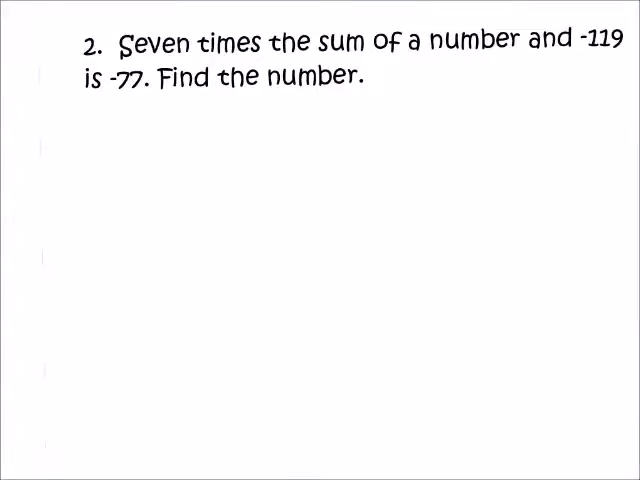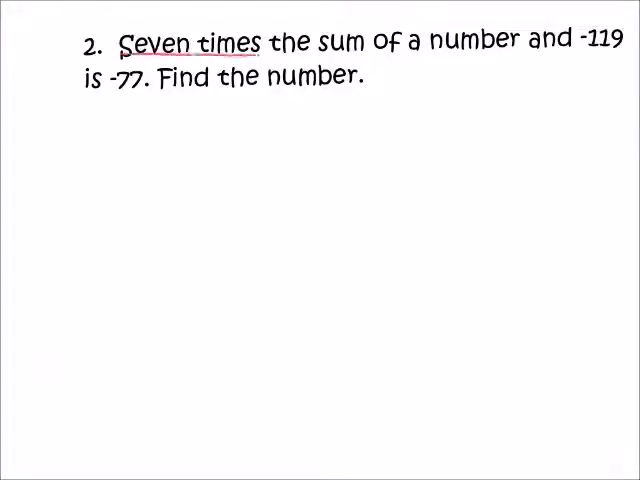So continuing on with problem number 2, and these are not actually consecutive number problems. I made a mistake earlier. They're just simply number problems. We're going to look at number 2, and we have to read the problem first and then go back and find little specific information to help us set it up. So 7 times the sum of a number and negative 119 is negative 77. Find that number.